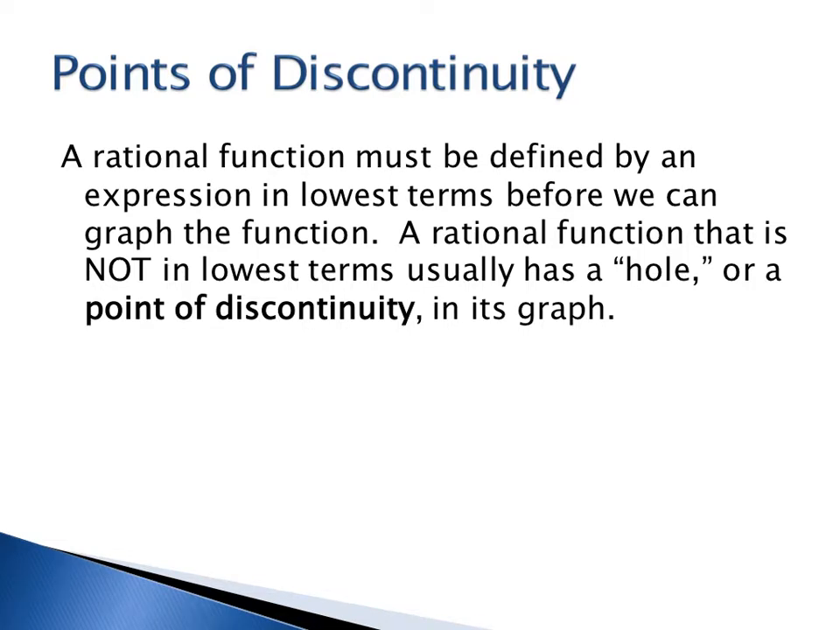Alright guys, we're going to do a couple more examples of these rational functions. The last ones we were able to just find the asymptotes and the intercepts. Now sometimes you'll have to simplify that rational function, and when you cross things out, you're going to end up having a hole or a point of discontinuity. So we're going to take a look at a couple examples of that.